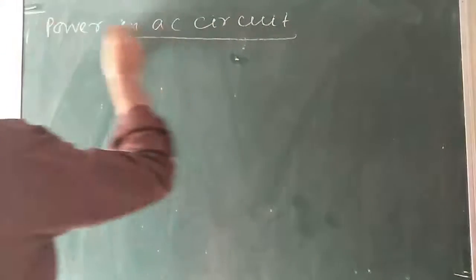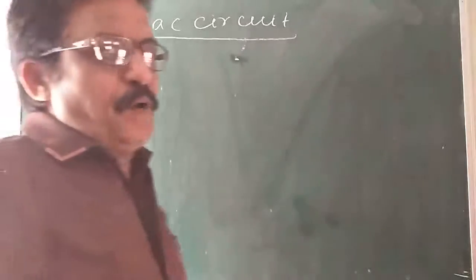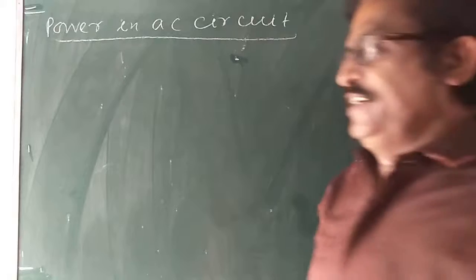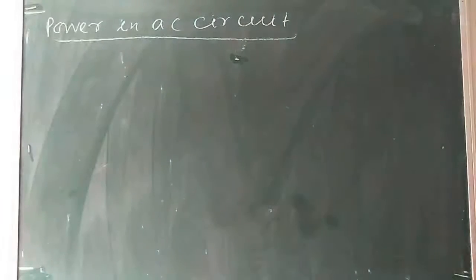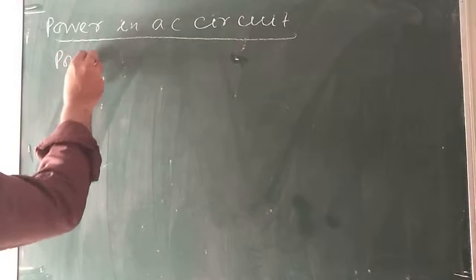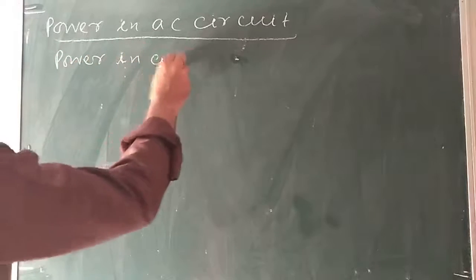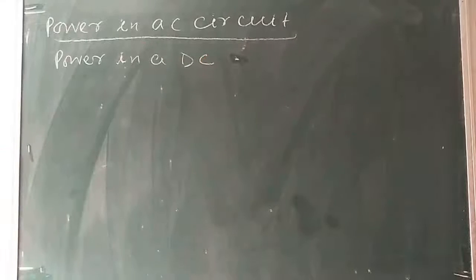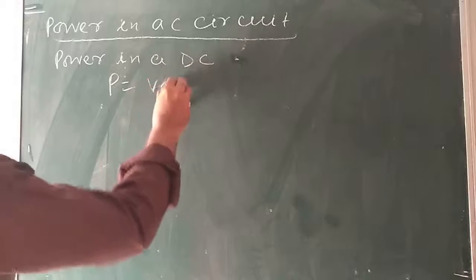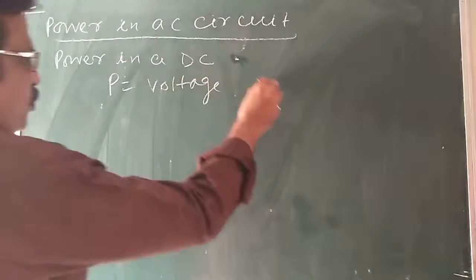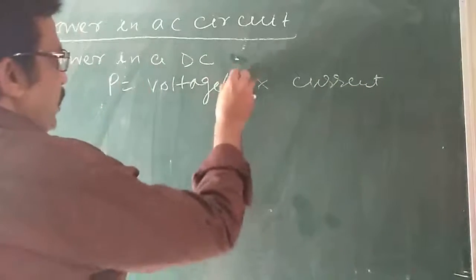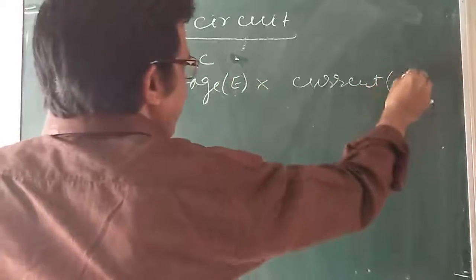We know very well what is power. Power is voltage into current. Here we are going to define power in a DC circuit. We know very well, power in a DC circuit, that is P is equal to voltage into current. Here we take the voltage as E and current as I.